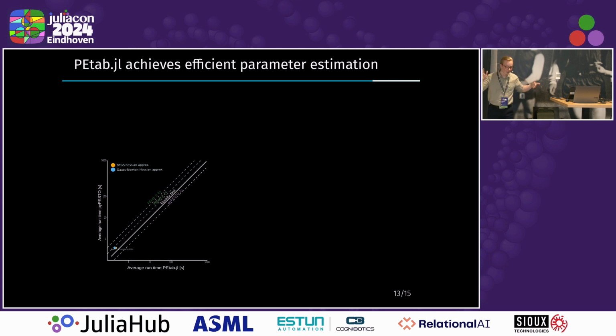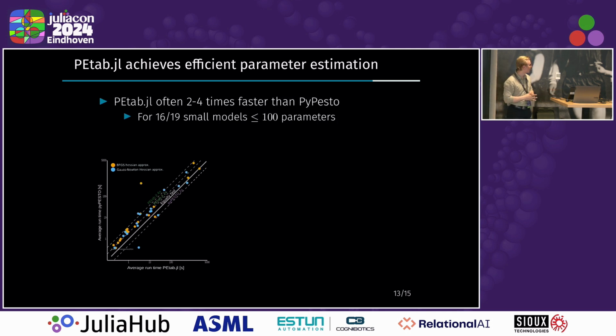And this is something that held in general, that for 15, or rather 16 actually, better than I expected, 16 out of 19 models, we were often between 2 to 4 times as fast when doing the parameter estimation. And I would argue that there's actually only 2 models where we are really outperformed. But runtime is not everything when you are fitting models to data. It's also important that you have good convergence properties.